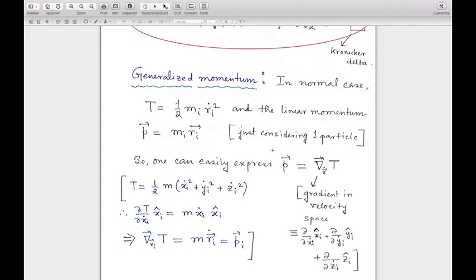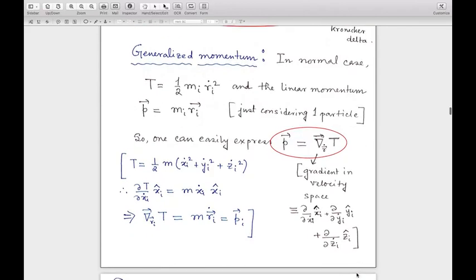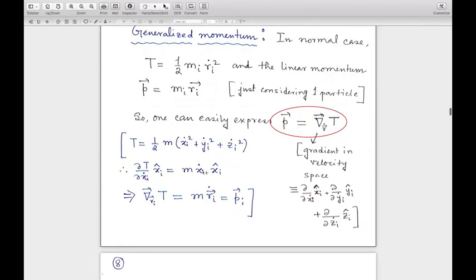And clearly you can easily understand that this is nothing but the compact way of writing P. If we just write P as the gradient of T in velocity space, so that means you are taking the gradients not in space but in velocity, then you can easily understand this will simply give you P_i. Again, this is T_i, I am sorry for this. That will be m_i. Well, there are too many typos, so please check all these things.